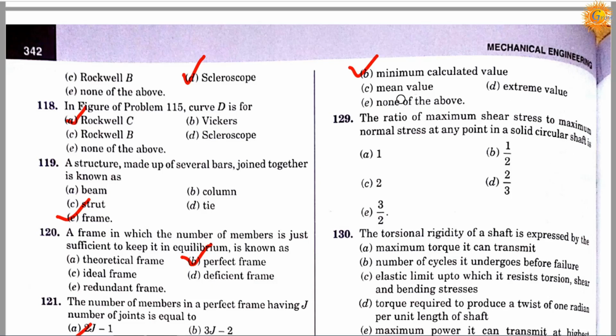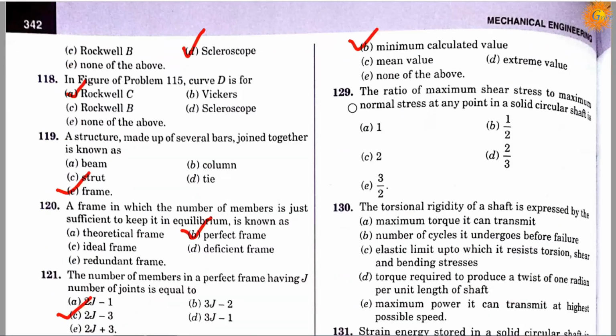Question number 129. The ratio of maximum shear stress to maximum normal stress at any point in a solid circular shaft is: option A 1, option B half, option C 2, option D 2/3, and option E 3/2. Correct answer is it will be 2.